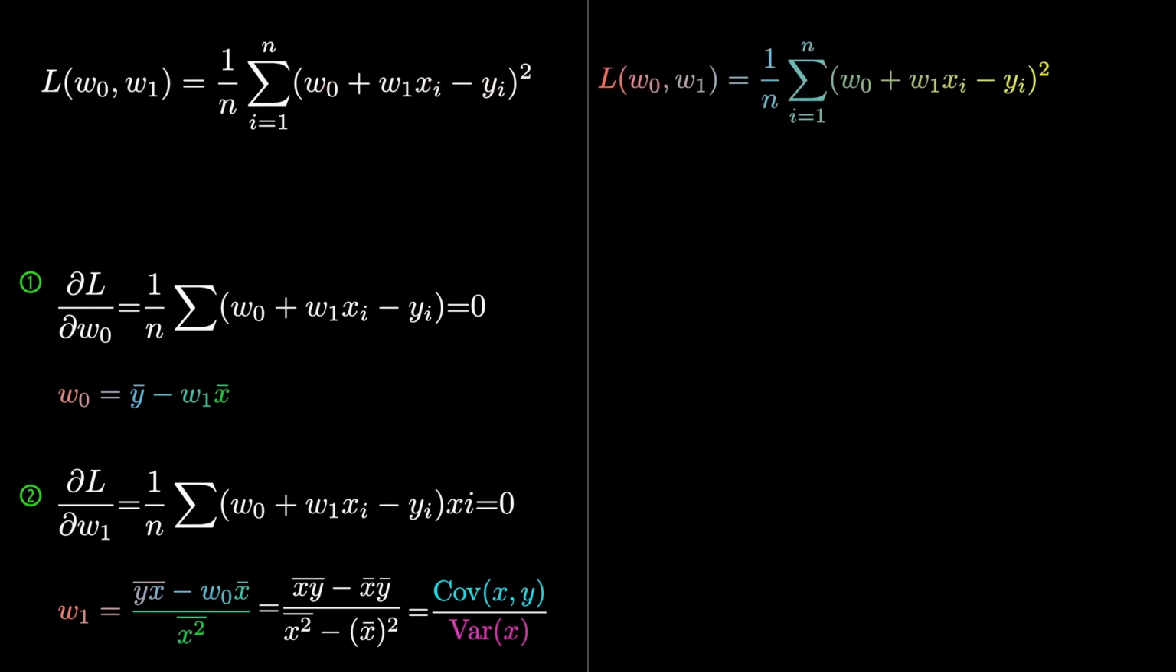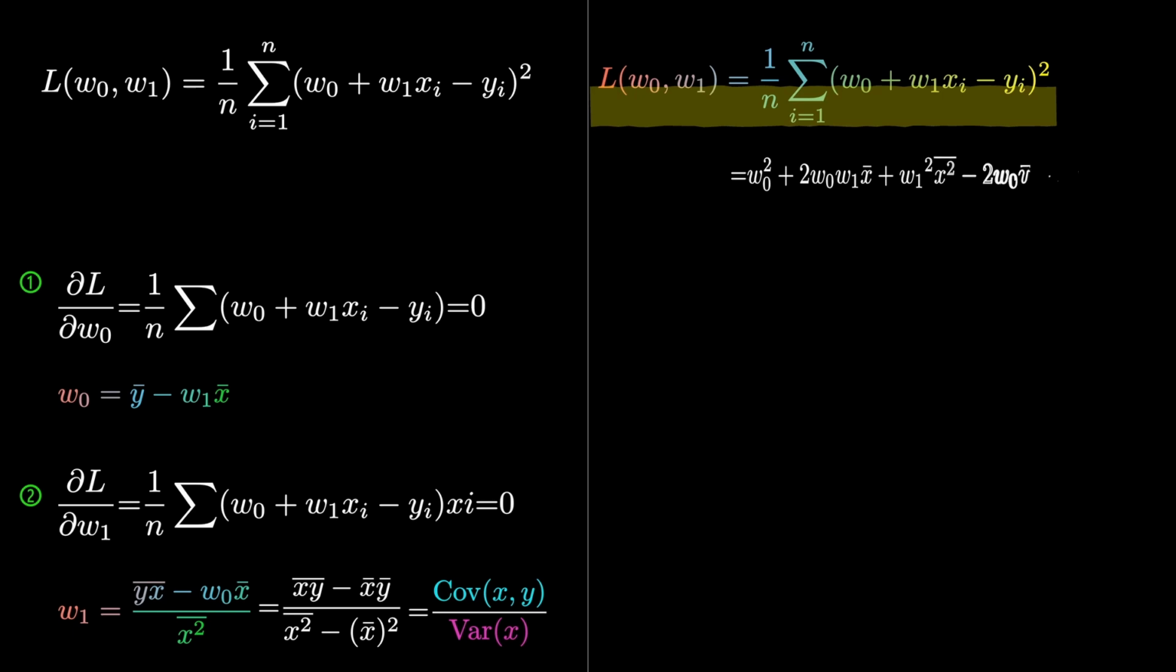Finally, let's see mathematically why the loss function L has a bowl shape. If we expand the equation and focus only on W1, the coefficient of the highest degree term, W1 squared, is the mean of x squared. Since the mean of squares is positive, the quadratic in W1 opens upward. Similarly, for W0, the coefficient of W0 squared is 1, which is also positive. So L is convex with respect to both W0 and W1.